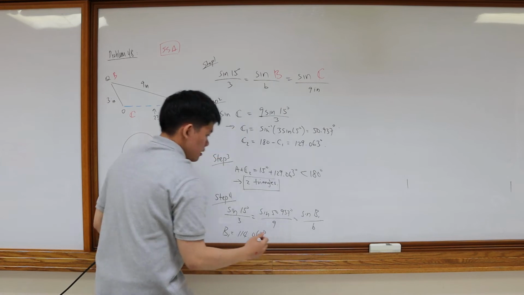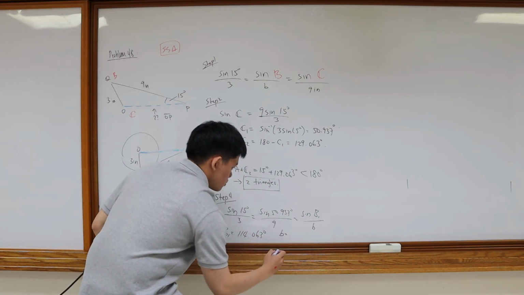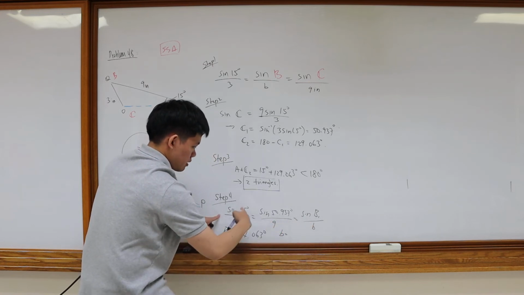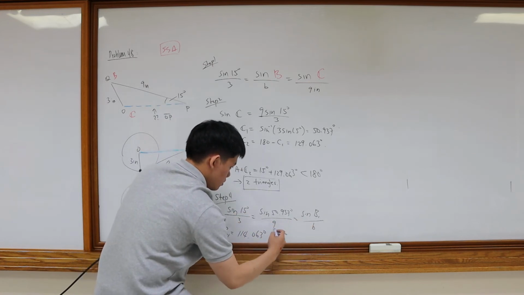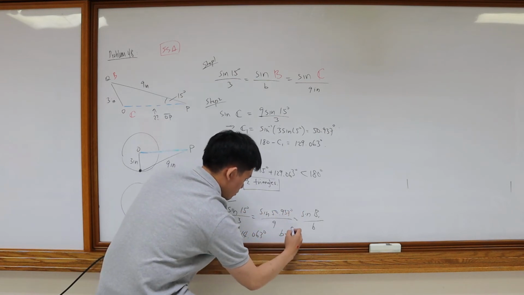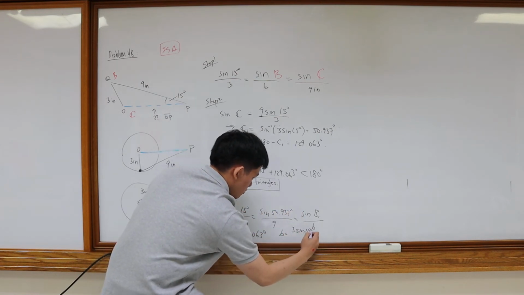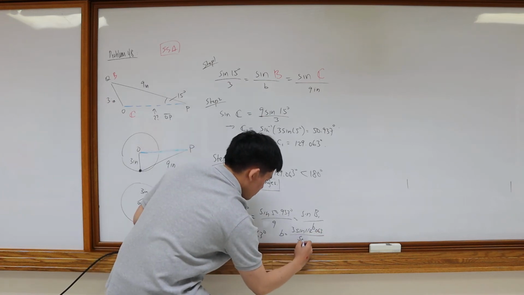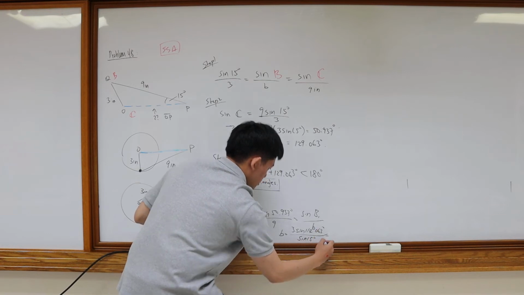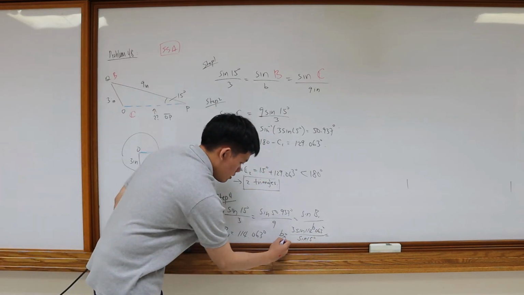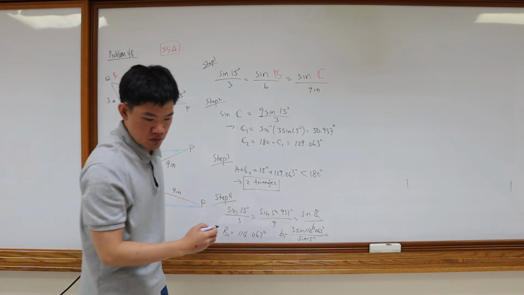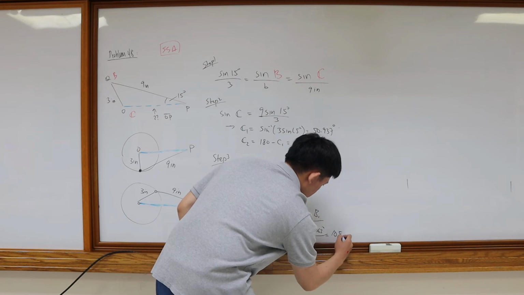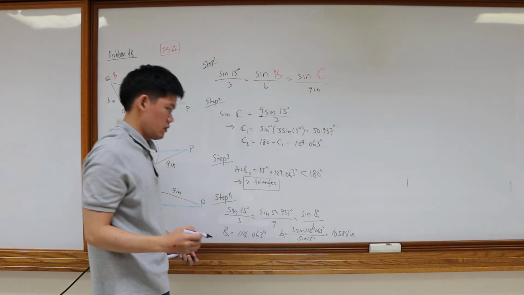Now, to solve for b in this situation, let's rearrange and move the 3 up. So b is equal to 3 sine of 114.063 divided by sine of 15. This answer comes out as 10.584 inches, because that's the distance.